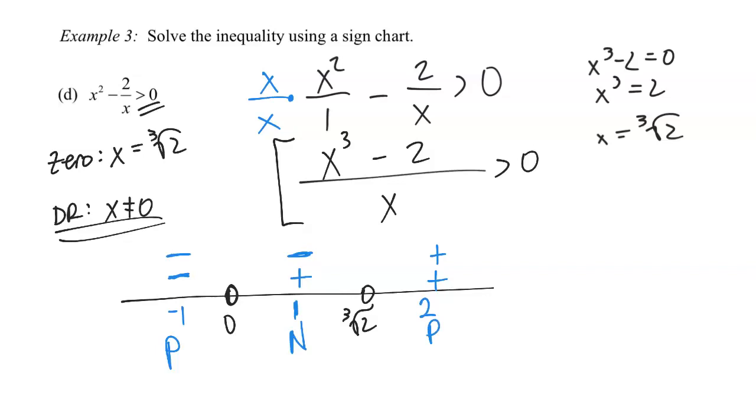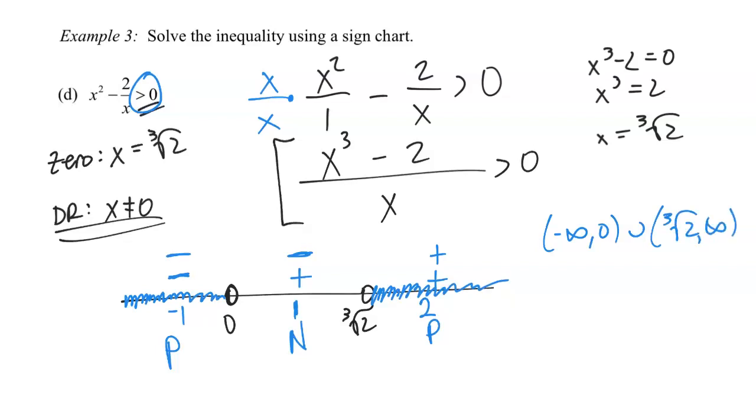And therefore, looking back again at my inequality symbol, I'm looking for the positive sections, and so that's going to be here from -infinity to not including 0, and the other positive section here, which is from, in this case, not including cube root of 2 until positive infinity.